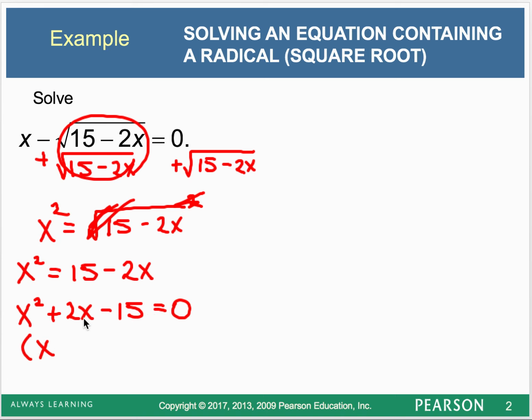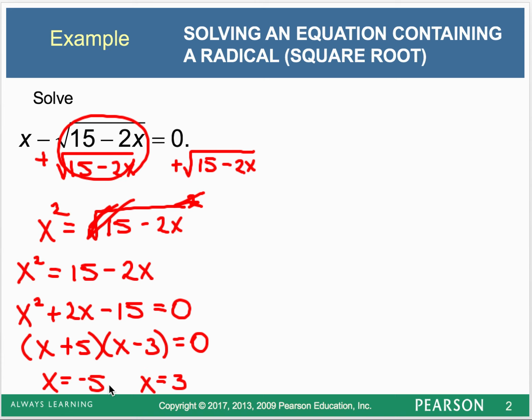So two numbers that multiply to give -15 times 1, or -15, and add to give 2. What is that? +5 and -3. So either x equals -5 or x equals 3.